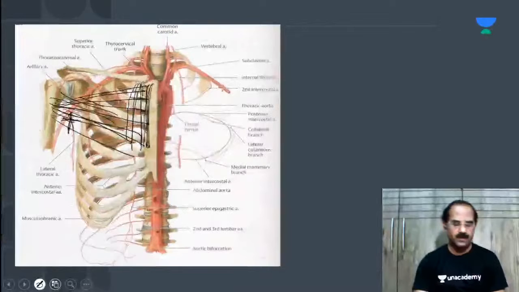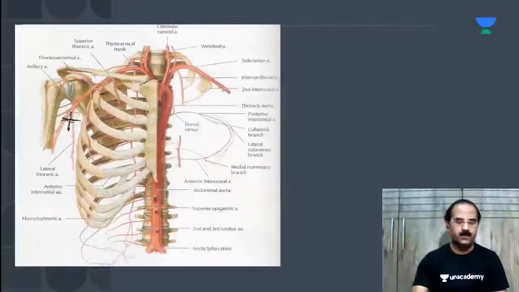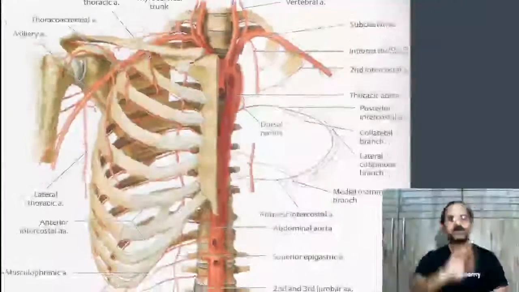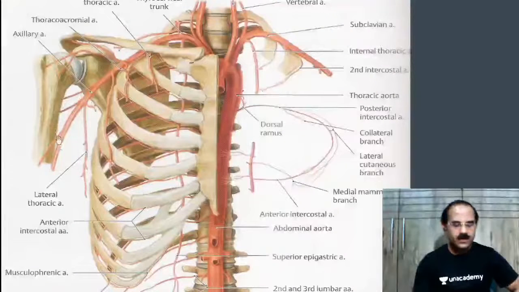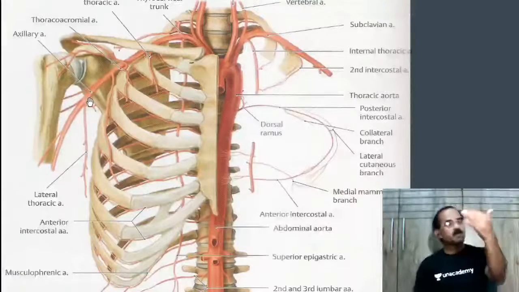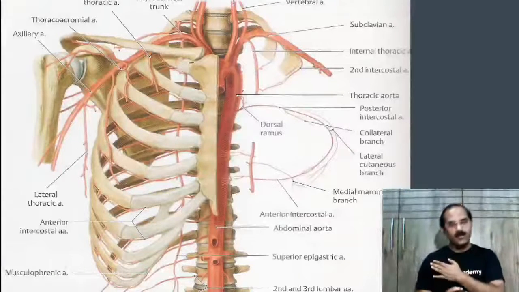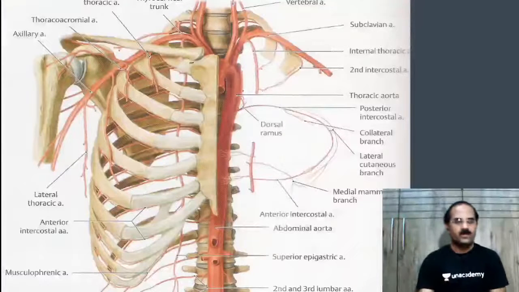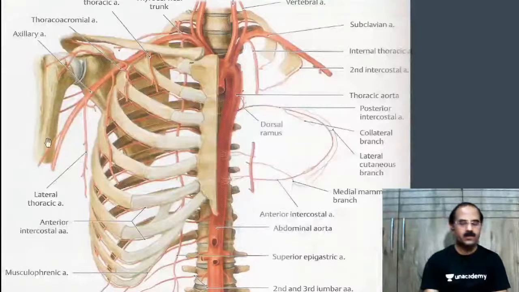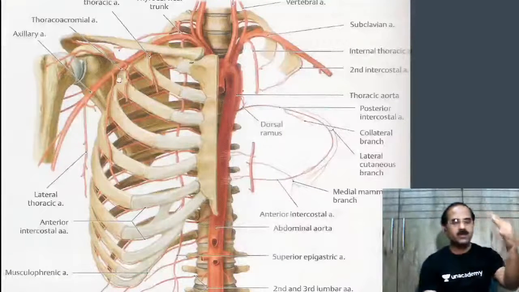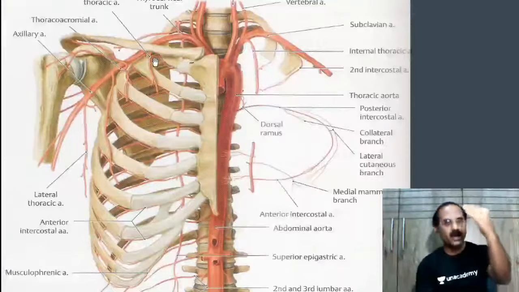Just look at the slide once again. I'll magnify this for you and it will be clear then. Coming back to the axilla, what is this area? This is our axilla. So what are the boundaries of axilla? It will have an anterior wall, a posterior wall, a medial wall and a lateral wall. The anterior wall is formed by three muscles, the Pectoralis Major, the Pectoralis Minor and the Subclavius.